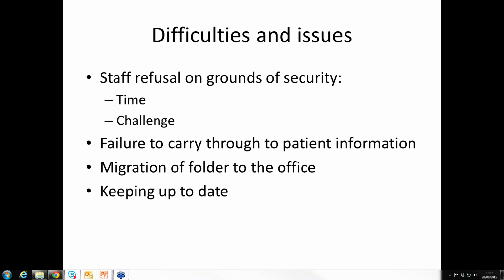Let's carry on and talk about the failure to carry through to patient information. This is the next thing that crops up most commonly. People do their own staff information, get it done and put it in a folder, but somehow they're not able to carry that through into patient information. I think part of the difficulty here on acute units is, of course, you've got a continual throughput of patients.